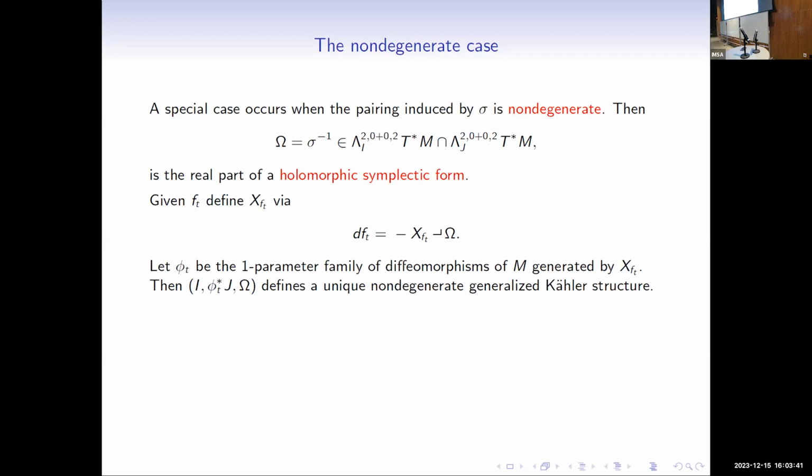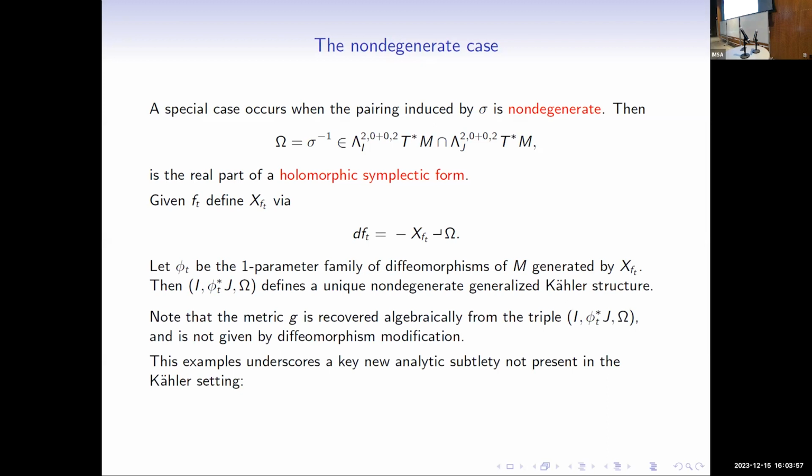And then you get your generalized Kähler structure by fixing I, pulling back J, and then considering big omega as a fixed part of the data. And then the point is you can recover the metric algebraically from those three things. Okay, so basically you're letting this group of Hamiltonian diffeomorphisms act on one of the complex structures. Well, the point is the metric is not simply being pulled back. The metric is recovered from this pullback data. And this is the same as what I described in the previous slide in this special case.